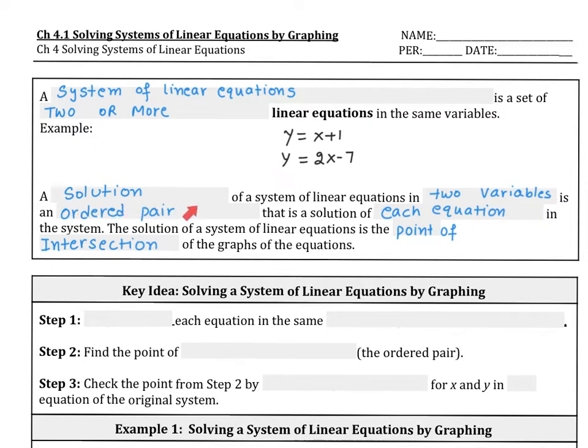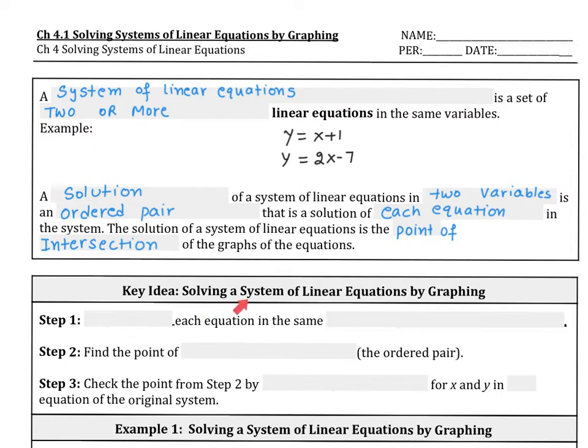A solution of a system of linear equations in two variables is an ordered pair that is a solution of each equation in the system. The solution of a system of linear equations is the point of intersection of the graphs of the equations.